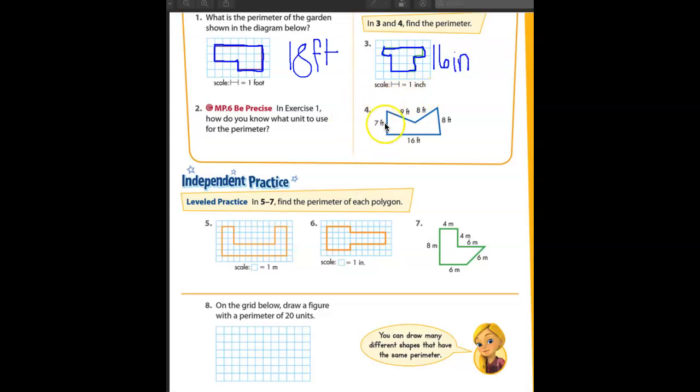So when you're looking at the perimeter of a shape like this, you can add the length of each line segment together to get the distance all the way around. So if I have 9 feet plus 8 feet, we'll do it right here, 9 plus 8 is 17. And then I'll say 17 plus 8 more feet.